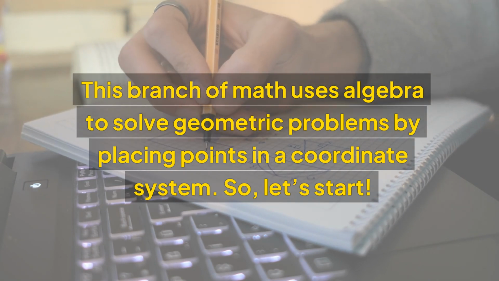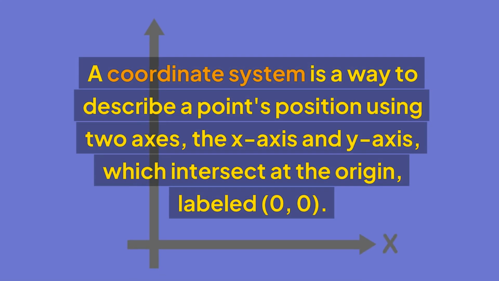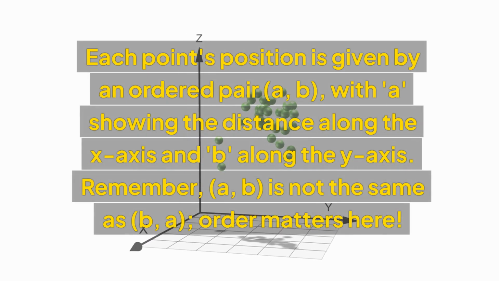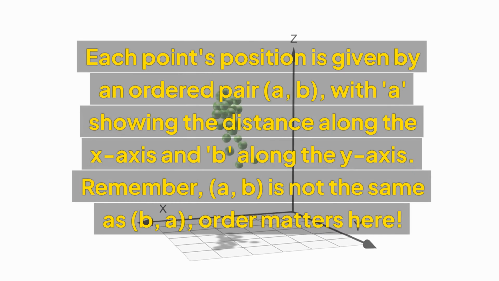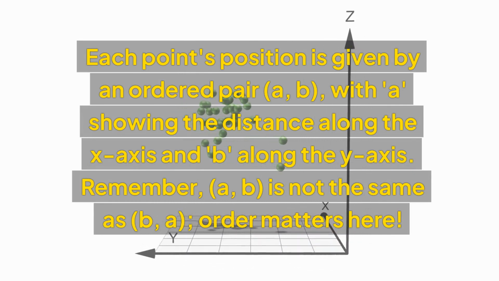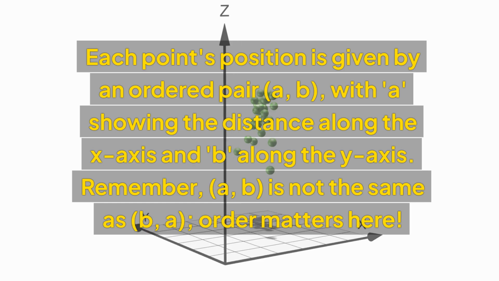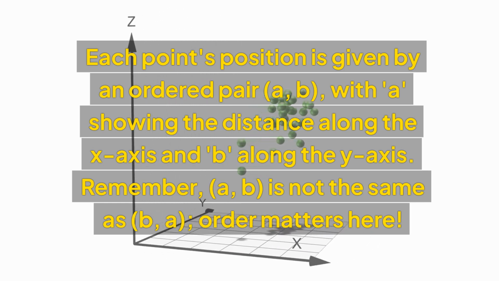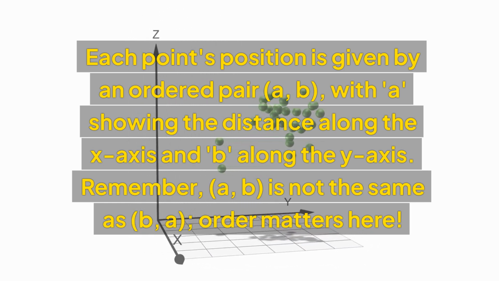So let's start. A coordinate system is a way to describe a point's position using two axes, the x-axis and y-axis, which intersect at the origin, labeled (0, 0). Each point's position is given by an ordered pair (a, b), with a showing the distance along the x-axis and b along the y-axis. Remember, (a, b) is not the same as (b, a).